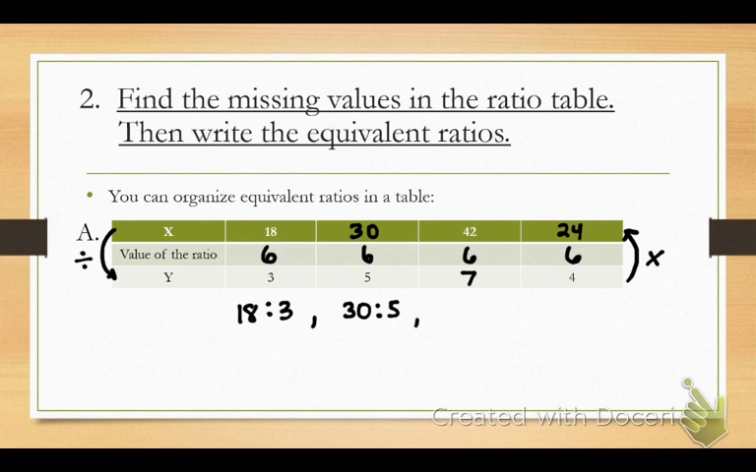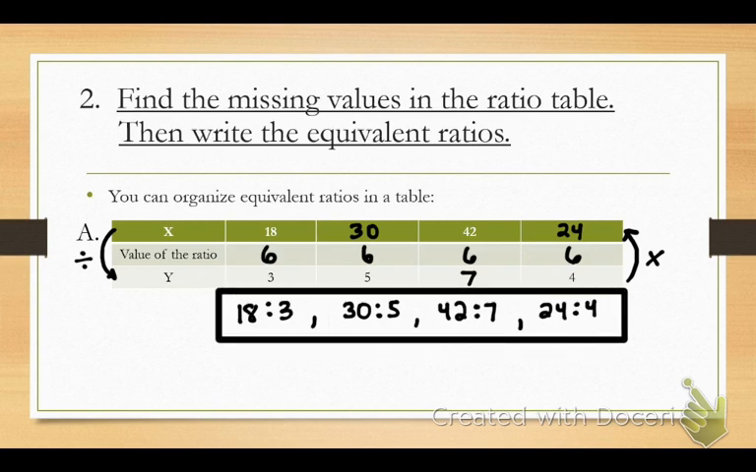What's the next one? 42 to 7. 42 to 7. And the final one? 24 to 4. 24 to 4. Now, when we're doing that, we're not using the value of the ratio as part of our answer, but it helped us. It was like the missing link that helped us to figure out what my equivalent ratios were.